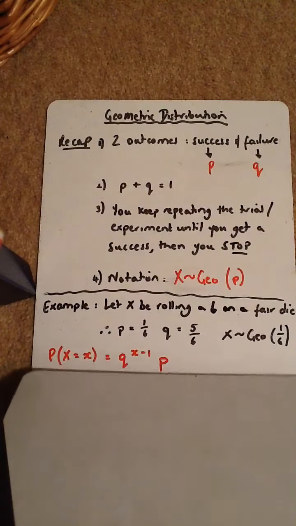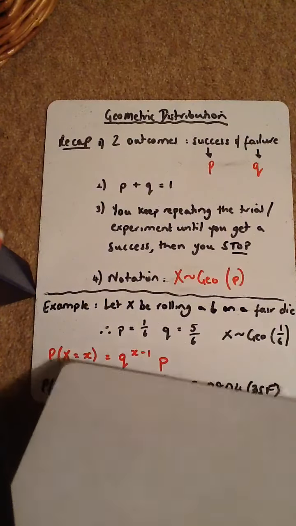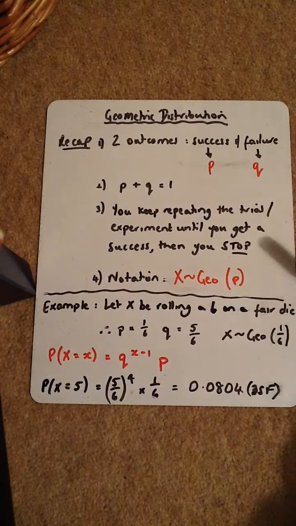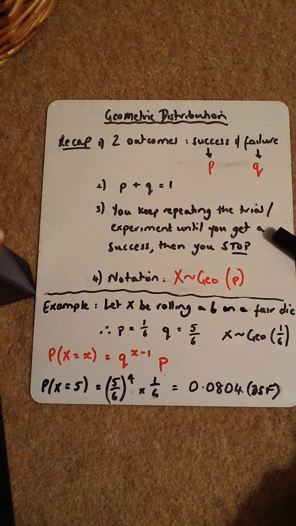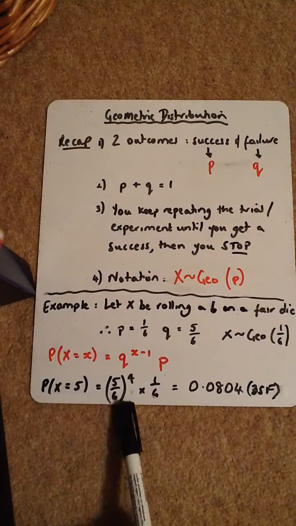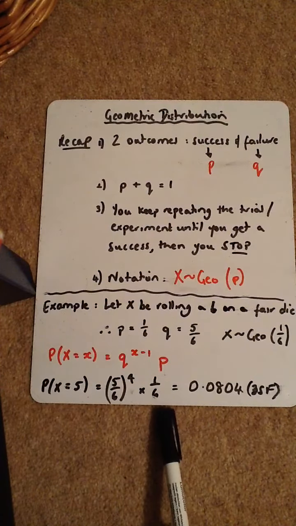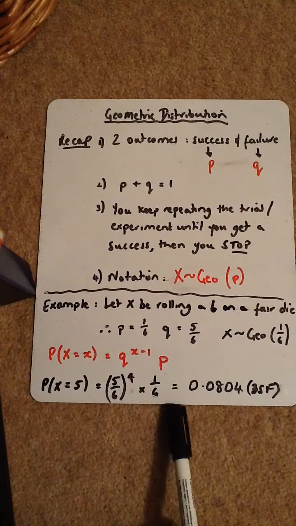It's probably easier to think about it if we do an example. So let's think about the probability that X equals 5. This means when I roll a fair die, what is the probability that it takes me 5 attempts to get my success, i.e. to get a 6 on a fair die? Because you keep repeating the trial until you get a success, if it's going to take me 5 attempts, everything up until that 5th attempt must be a failure. So I have 4 failures followed by a success. And on the 5th attempt, I get my success.